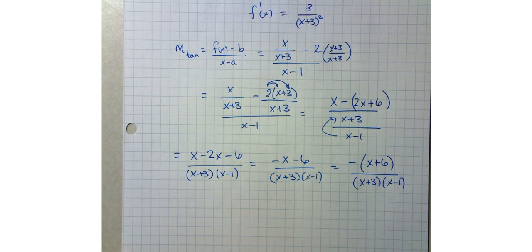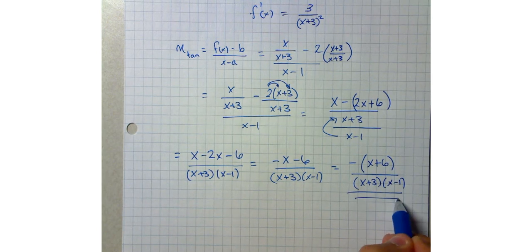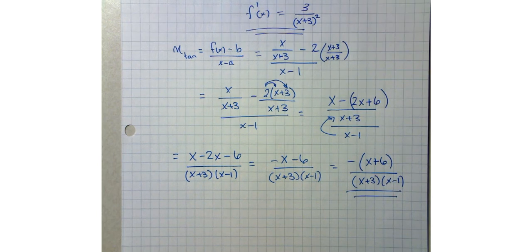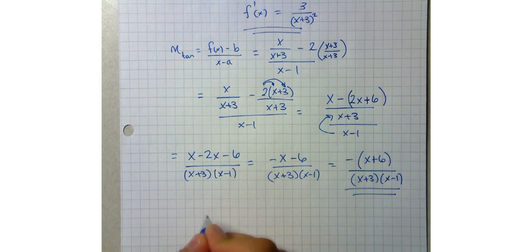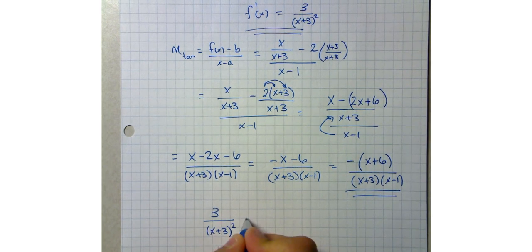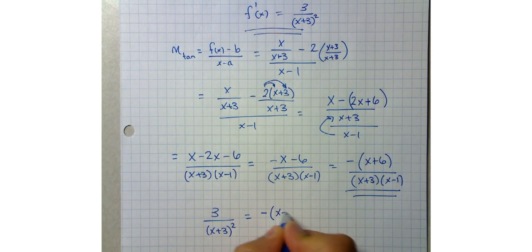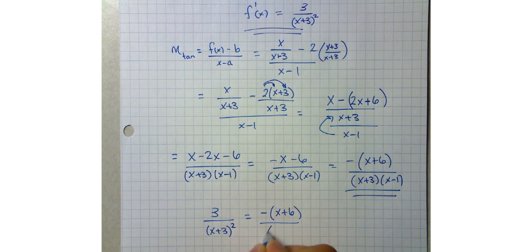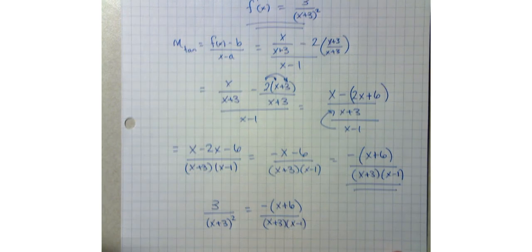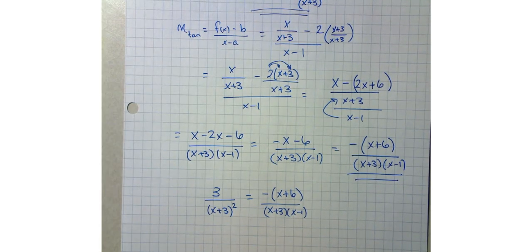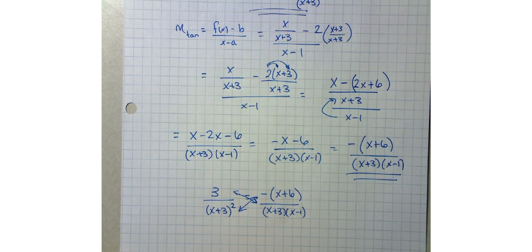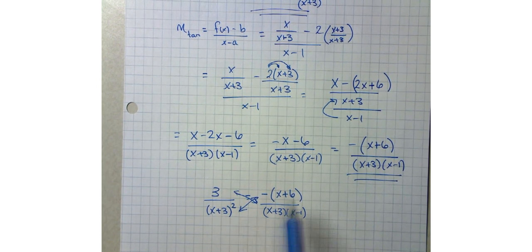Now what we're going to do is set these two equal to each other. This is m_tan, and this is the derivative. So we're going to set them equal to each other because they are equal to each other. So we're going to say 3 over (x plus 3) squared is equal to negative (x plus 6) all over (x plus 3) times (x minus 1). How do I solve for x in this case? Well, I'm going to cross multiply. That's from pre-calc or from algebra. We're going to cross multiply.